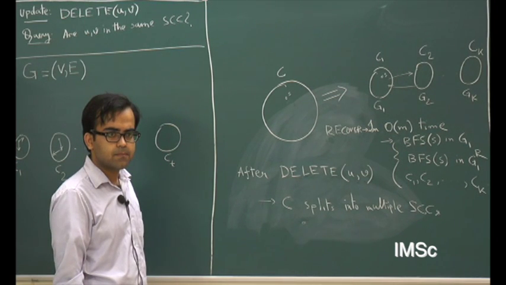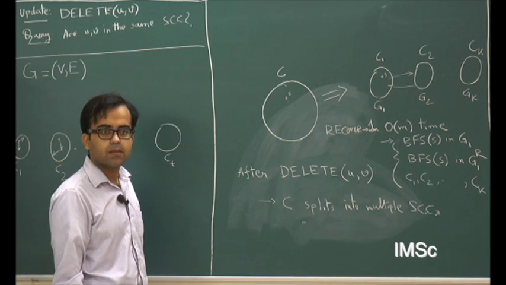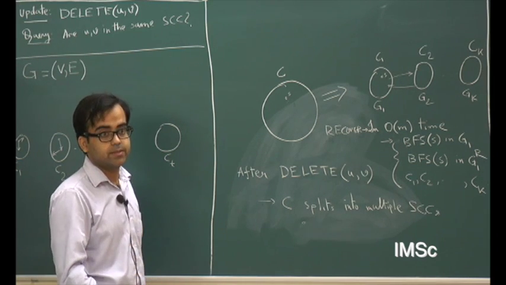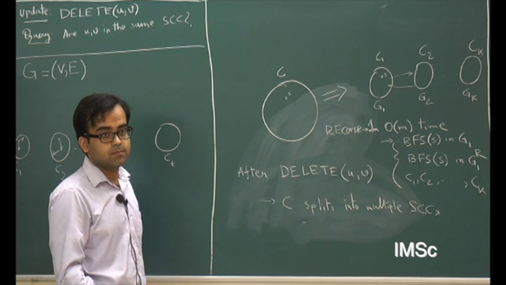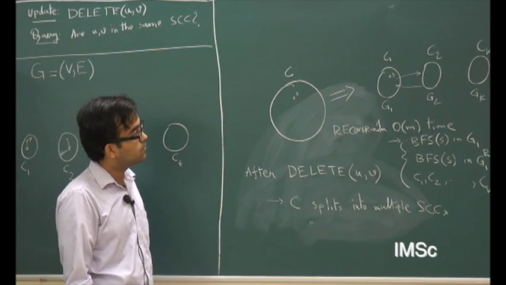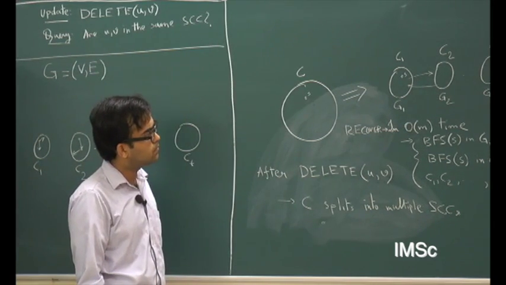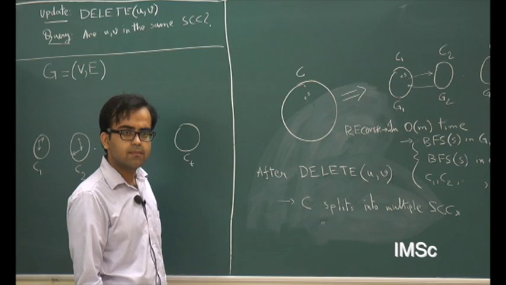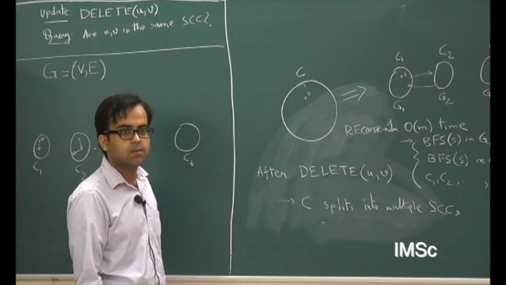That should work. Unreachable in a strongly connected sense. Yeah, so I have some unreachable vertices in G and in GR, right? So the union of these two things covers C2 to CK.